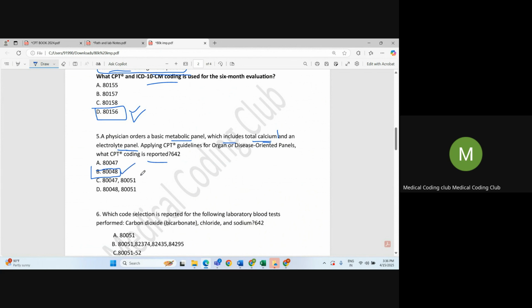80048. Okay, why? Because whatever tests they have performed in electrolyte panel, all those tests are repetitive. All those tests are already present in basic metabolic panel also. Okay, so that one single panel code is enough.